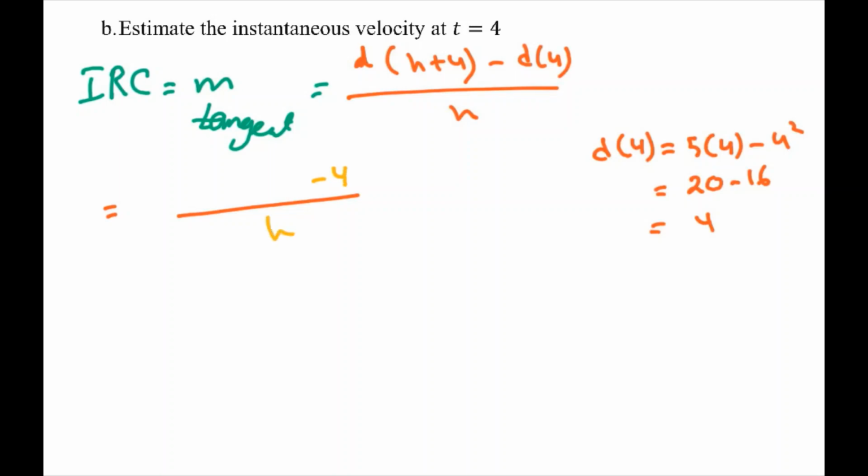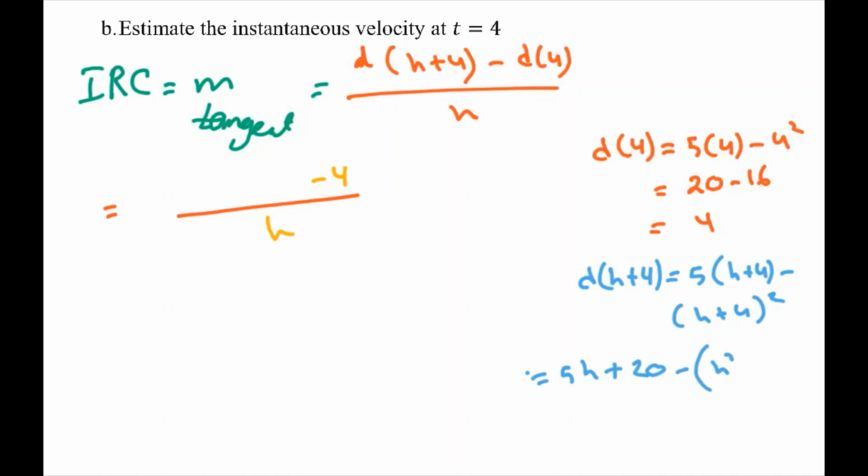Okay, so now I know that there is minus 4 here and there is an h here. Now we need to find d(h + 4), 5 times (h + 4) minus (h + 4) squared, 5h plus 20 minus (h squared plus 8h plus 16). That's going to be equal to 5h plus 20 minus h squared minus 8h minus 16.